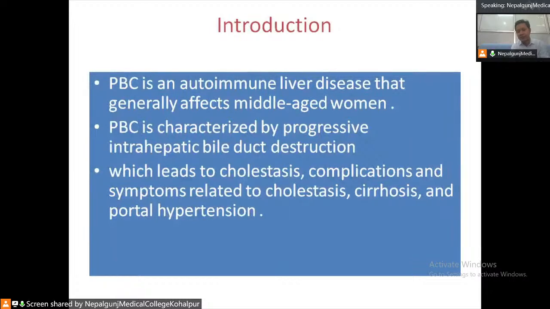When there is obstruction or progressive damage of the intrahepatic bile duct, bile is unable to flow out of the biliary canaliculi. All the bile is stored in the liver, and we call this cholestasis. Bile is a toxic substance. When bile accumulates inside the liver cells and biliary canaliculi, it damages the liver cells.